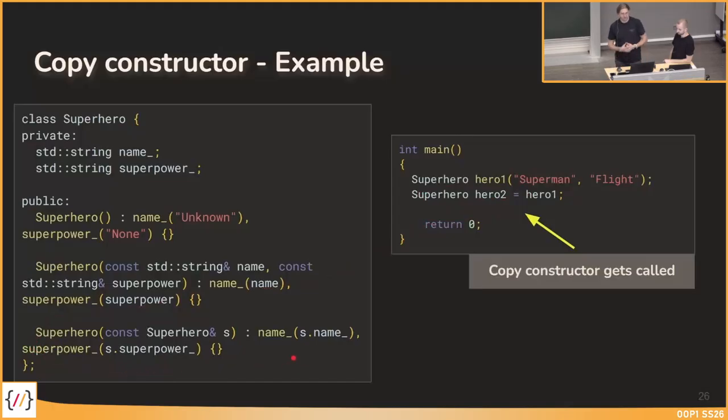So it's not that obvious at first, but this assignment, when initializing the superhero object, will call the copy constructor. And hero1 is passed as the argument, and all the members listed here in the initialization list will be copied to hero2.